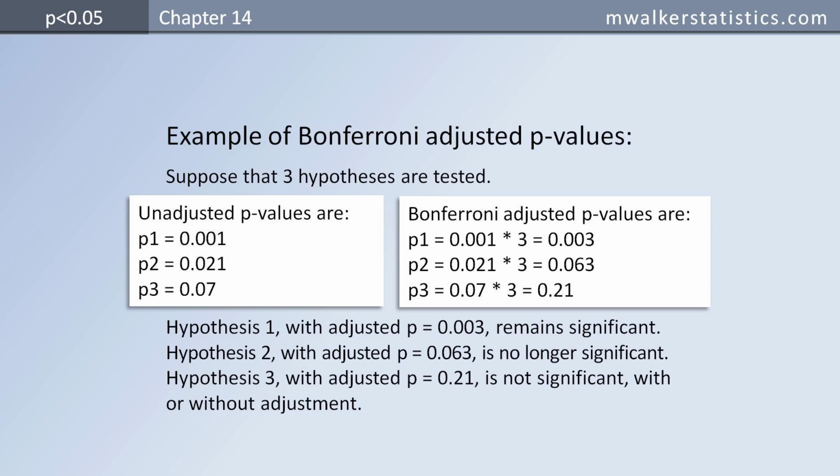Example of Bonferroni adjusted p-values. Suppose that 3 hypotheses are tested. Hypothesis 1, with adjusted p equals 0.003, remains significant. Hypothesis 2, with adjusted p equals 0.063, is no longer significant. Hypothesis 3, with adjusted p equals 0.21, is not significant, with or without adjustment.